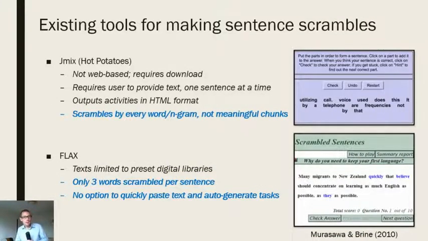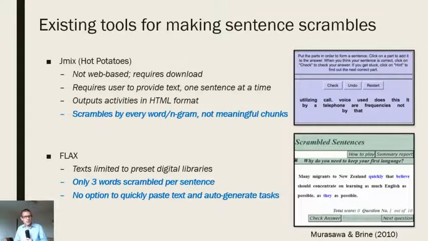Existing CALL apps for making sentence scrambles. There are two that I was aware of. I could not find any other than these two. One of them is from the Hot Potatoes suite called JMix, and the other one is the Flexible Language Acquisition Project from the University of Waikato. And these are both excellent apps. They do have limitations though.